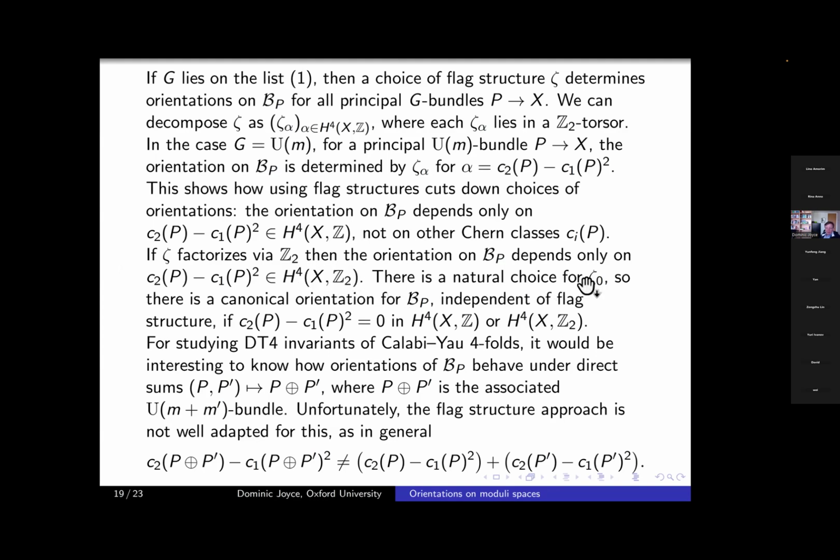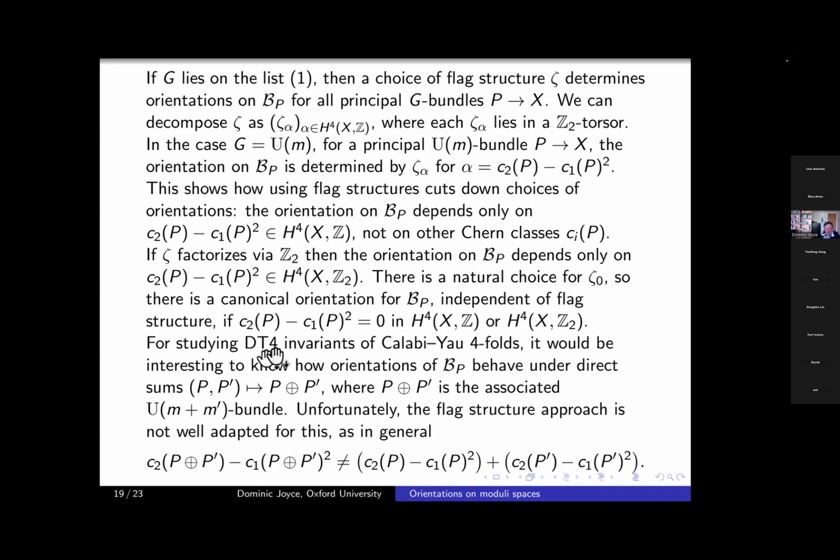There's also a natural choice for zeta 0. So therefore, there is a canonical orientation for BP independent of choice of flag structure if C2 of P minus C1 of P squared is 0 in either the fourth integral cohomology, or if we're factoring via Z2, the fourth Z2 cohomology.